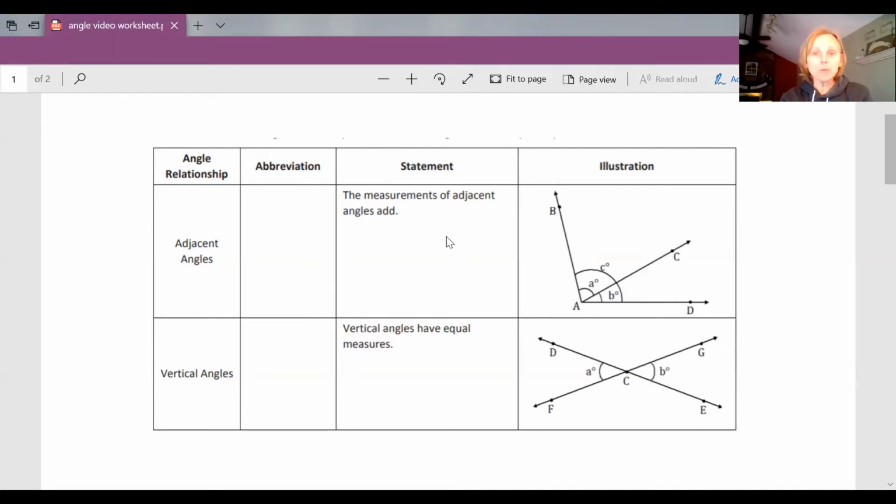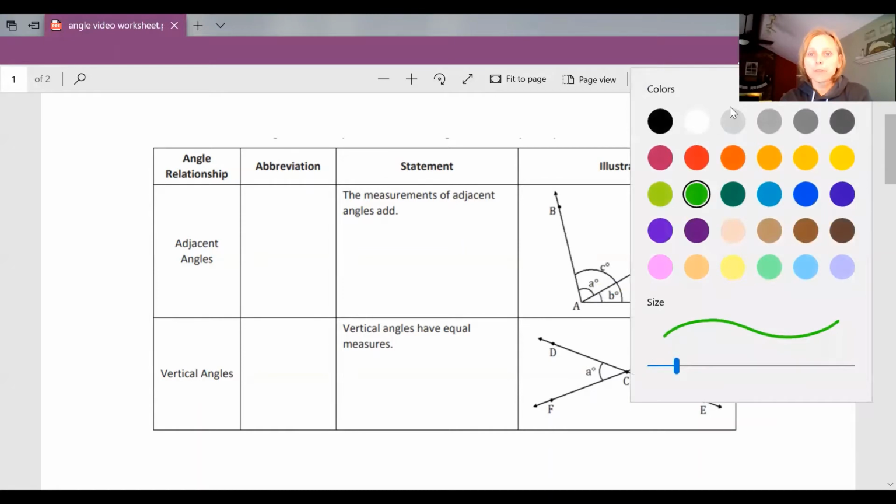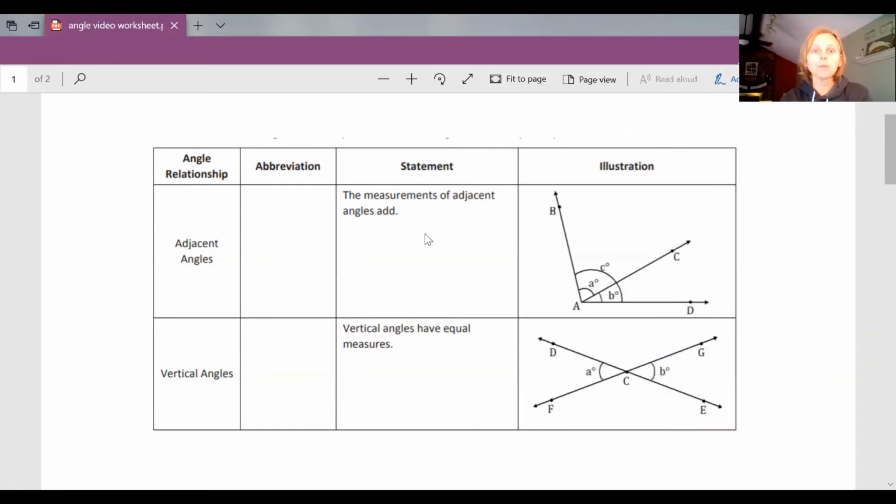So the statement we're going to write here, let's put this in red so it shows up a little bit better. The statement that shows adjacent angles would be A plus B equals C. Okay, so I did that with the mouse for some reason and not my stylus, but it turned out okay.